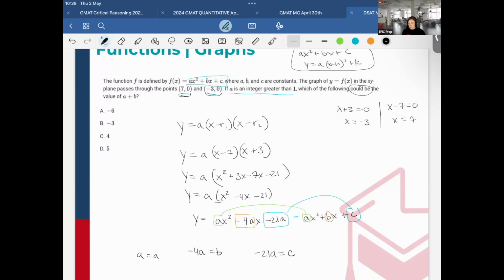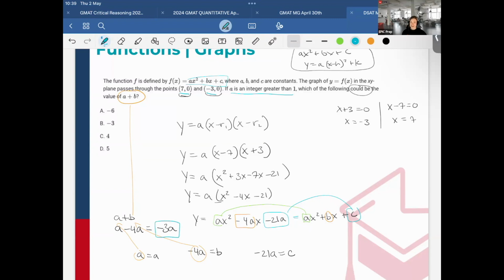Okay, so then asking for the value of a plus b, well, let's substitute the values in. So I have a plus b. I'll put my a value here. I'll put -4a in for b. So that would give me a minus 4a. And that's equal to -3a, right? So I can say the value of a plus b is equal to -3a.